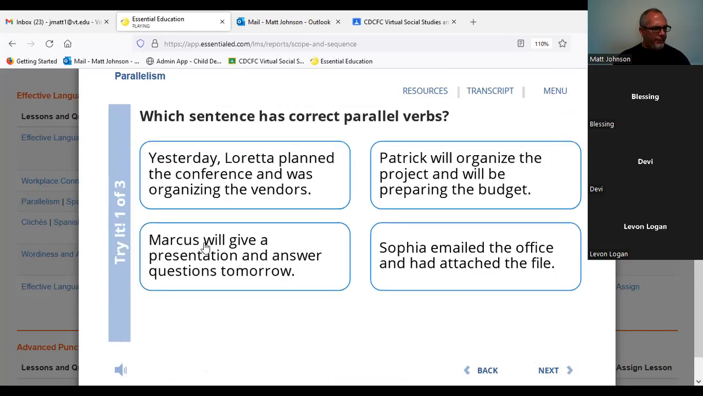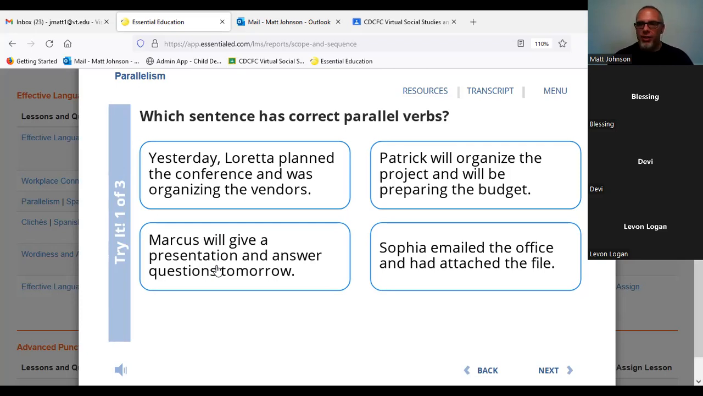Which sentence has correct parallel verbs? So here, the correct choice is Marcus will give a presentation and answer questions tomorrow. Okay, so future, will give, right? It's happening in the future. And as he said, if you use will ahead of the first verb, you don't have to use it after. So will give a presentation and answer questions tomorrow.